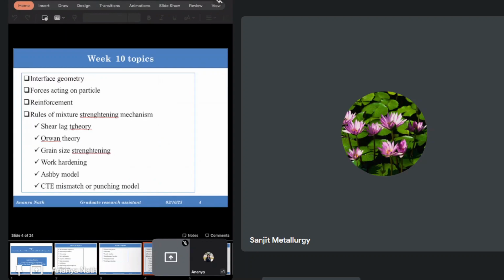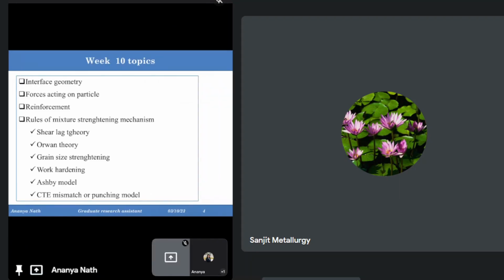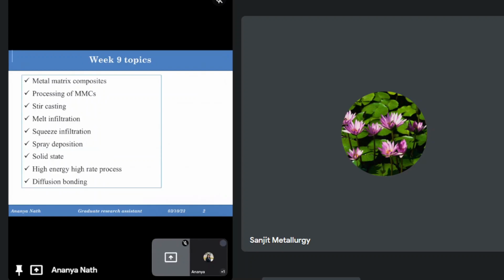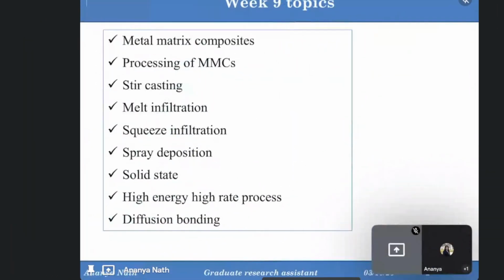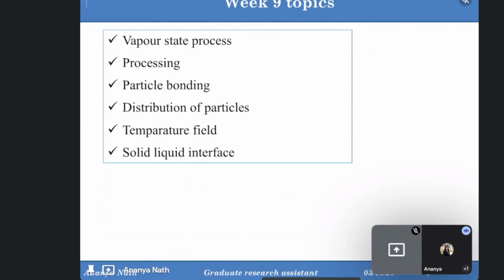Let's see what the topics are. In continuation with the week 9 topics, the metal matrix composite was introduced. Then the various processing technologies for metal matrix composite were discussed, for example stir casting, melt infiltration, squeeze infiltration, spray deposition, and solid state, vapor state or liquid state processing. Then there was another type of high energy, high rate process, diffusion bonding, etc.